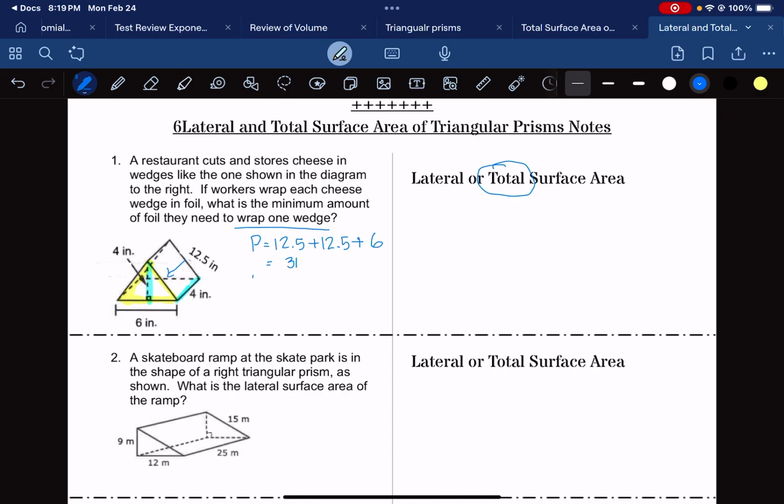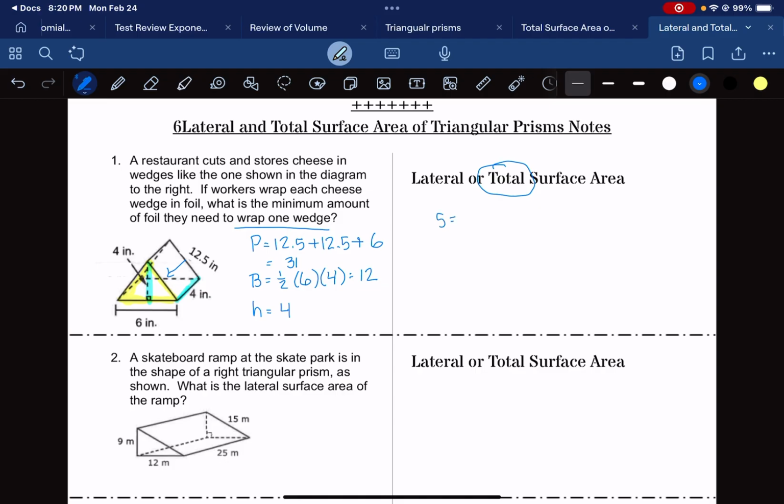Okay. The area of the base, well, again, 1/2. The base is 6. That's the bottom of the triangle. The height of the triangle is 4. Well, 6 times 4 is 24. Half of 24 is 12. And then the last thing I need is the height of the prism. Again, the height of the prism is 4. It's the distance between the two bases. Now I'm ready to do my formula.